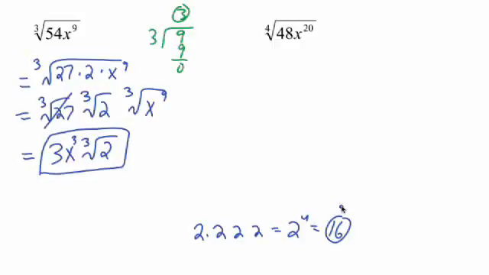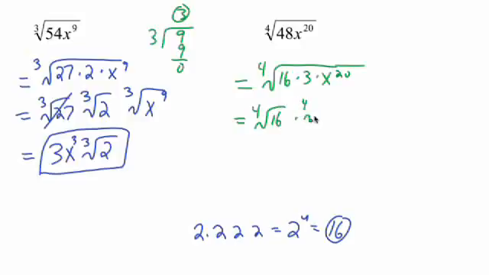All right, so let's go ahead and do the rest of it now. This is going to be the 4th root of 16 times 3 times x to the 20th power. That is the 4th root of 16 times the 4th root of 3 times the 4th root of x to the 20th power. I know the 4th root of 16, it's 2. I just figured that out down here. I don't know the 4th root of 3.